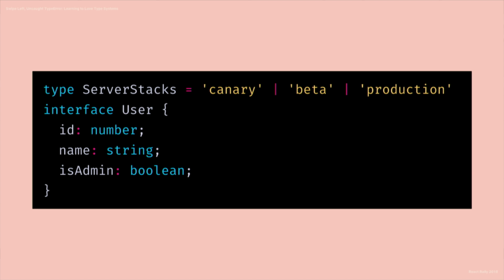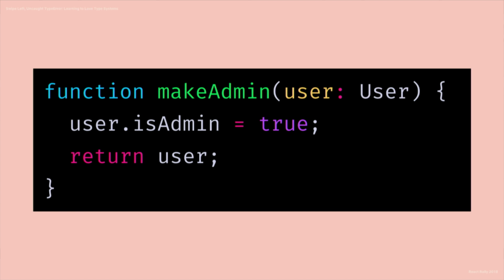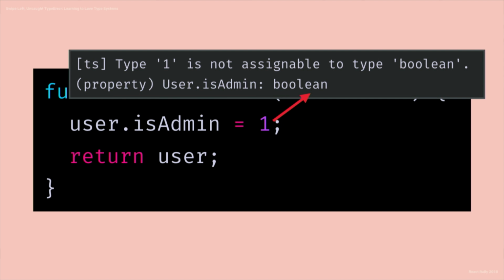And you can also describe functions with interfaces. So this is a function that takes an argument of type user. It knows that isAdmin is a Boolean type on that interface that we defined earlier. So obviously, I would not be able to assign it to 1, which is a number. And this is all caught for you at compile time. And if you use VS Code, you also get a nice red squiggly line plus an error message.